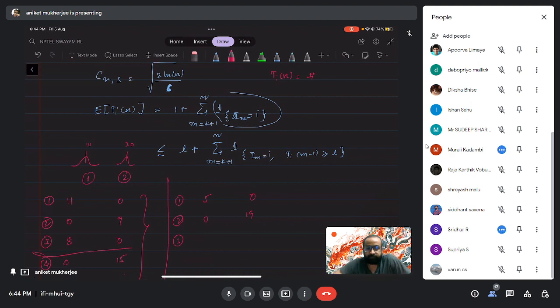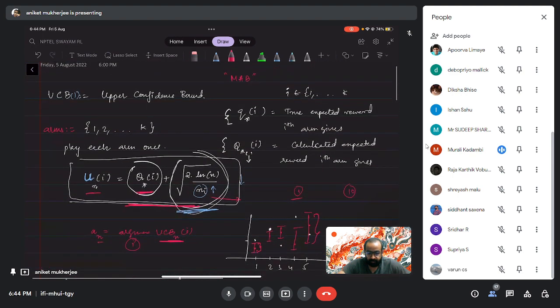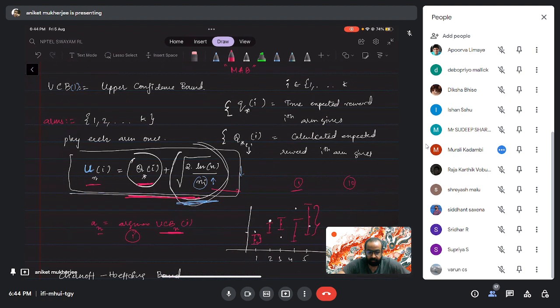This UCB1 and even the PAC algorithm, right? They call it an algorithm, but what are we actually coding? Where is the code that will tell it we have to do root of 2 ln n by n_i and all? No, this is the code. The algorithm is telling you to calculate this U function and see which is maximum, and then that is what you pull as the next arm.